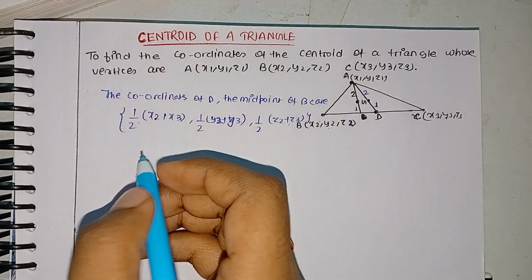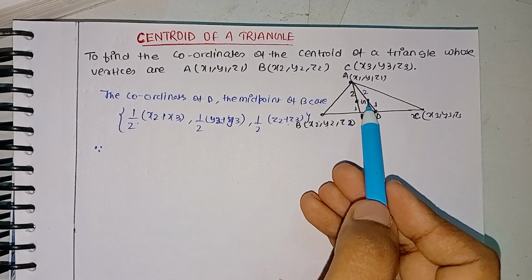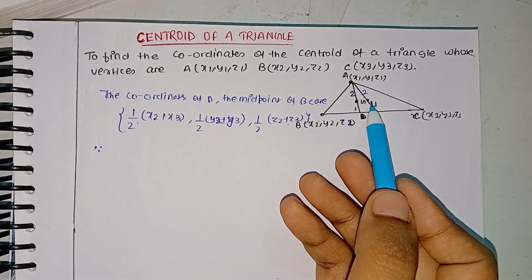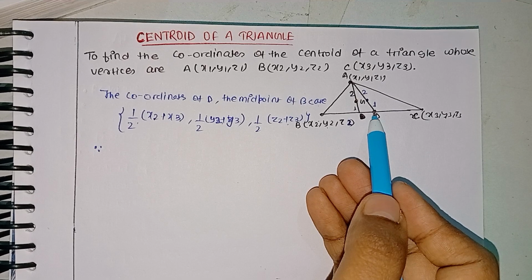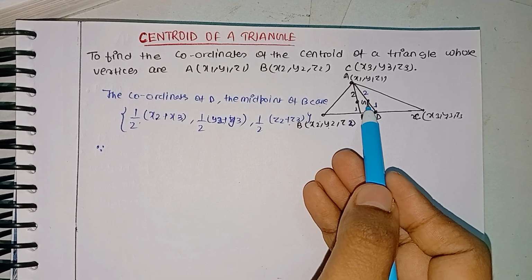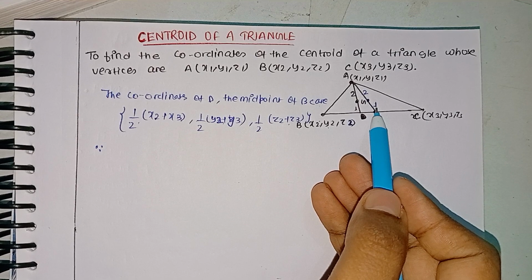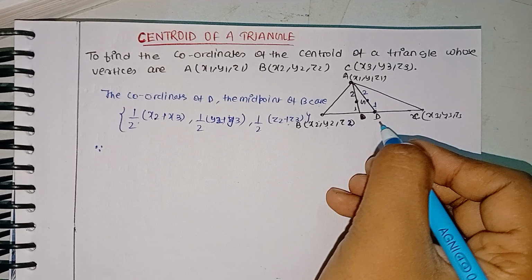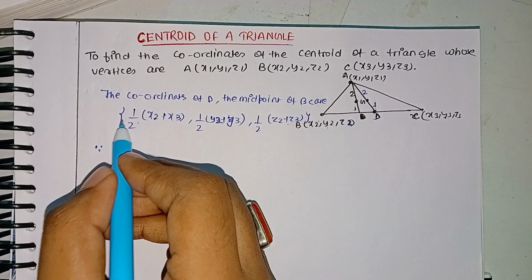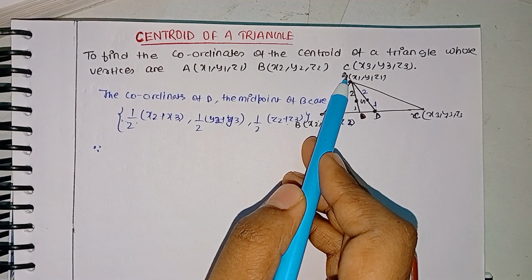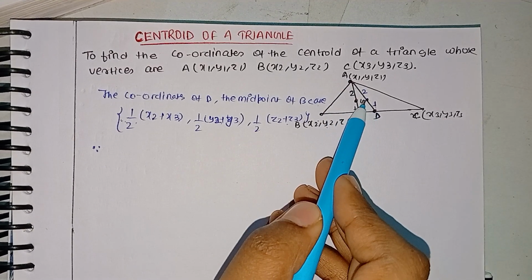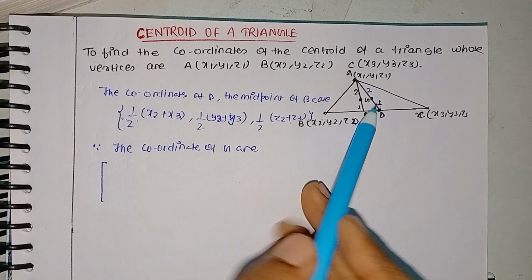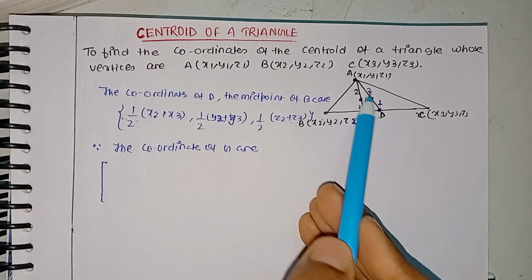Now, G is the centroid of the triangle, which divides the median AD in the ratio 2:1. So we can also write the coordinates of G. As we have found D's coordinates and we know A's coordinates, from these A and D we can find the coordinates of G using the ratio formula, which divides in 2:1.